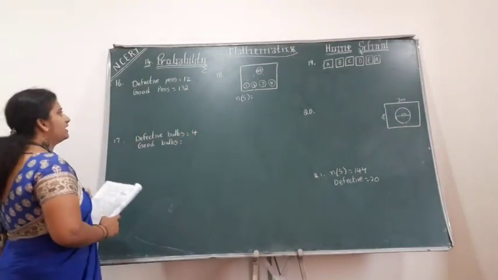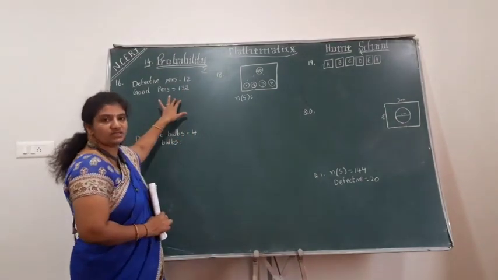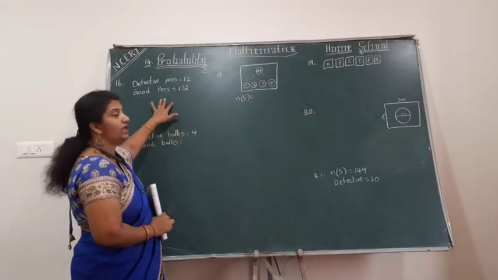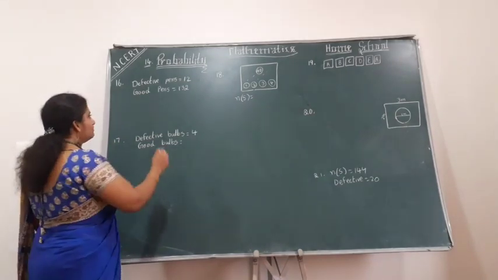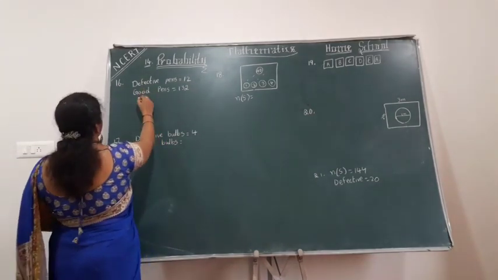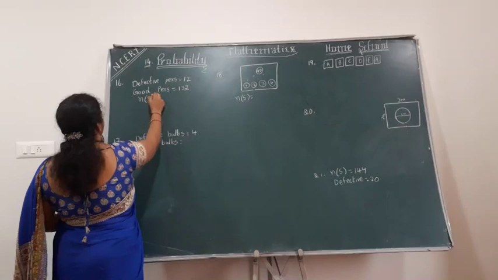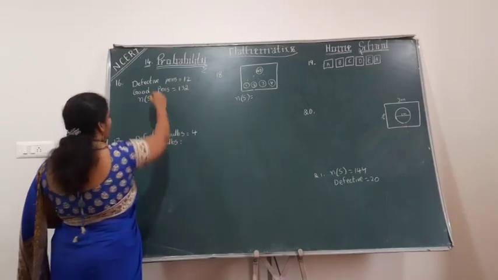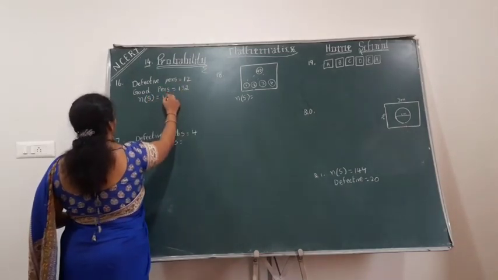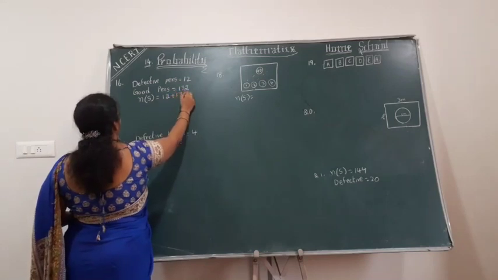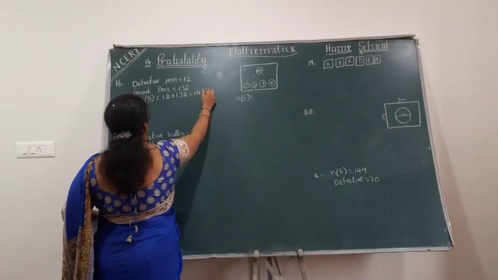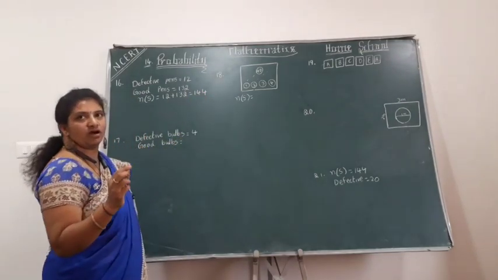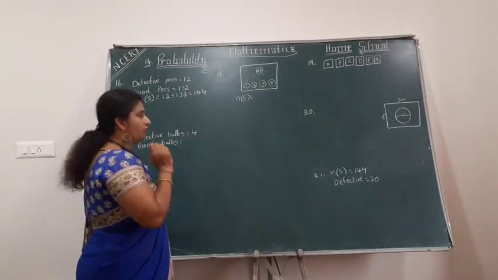Before starting a problem, what is the first step we are going to write? Total number of sample spaces. How many pens come under the sample space? So n of S is none other than defective pens 12 plus good pens 132, that will be 144. In this lot you have 144 pens.